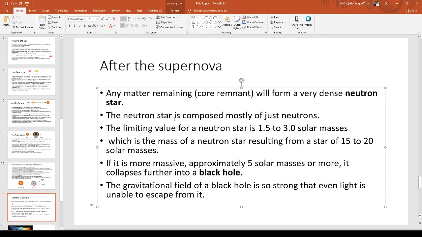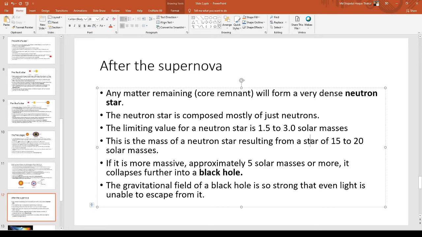Now let me make this separate point. This is the mass of a neutron star resulting from a star of 15 to 20 solar masses. So the biggest neutron star will be about 1.5 to 3 solar masses, and that's just the mass of the core remnant, and the mass of the original star that this neutron star resulted from is much larger.